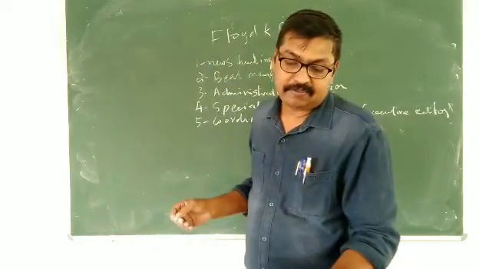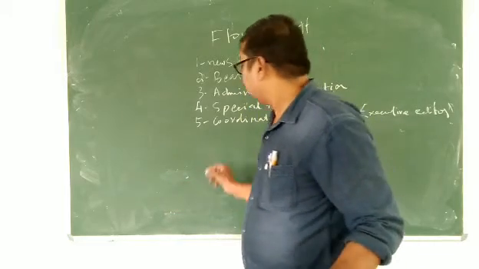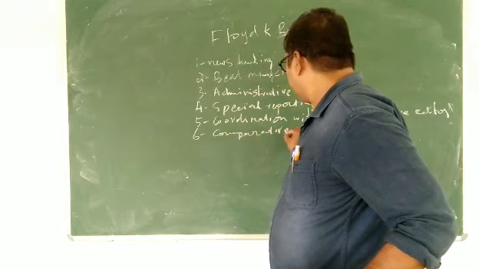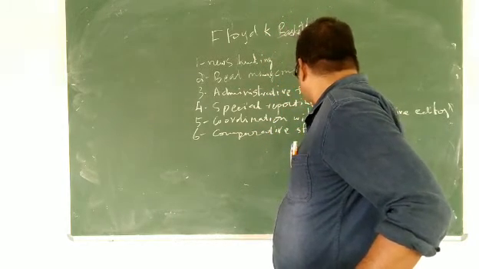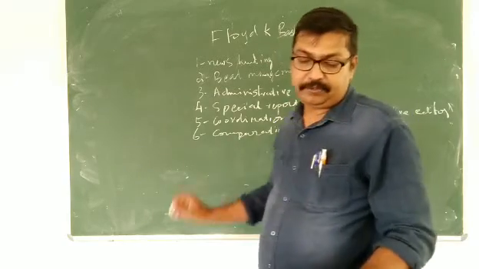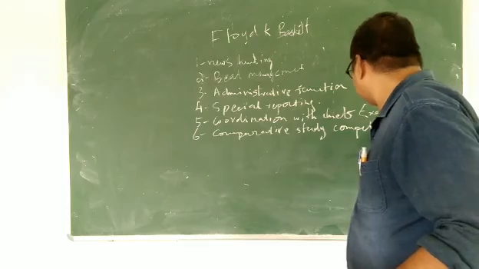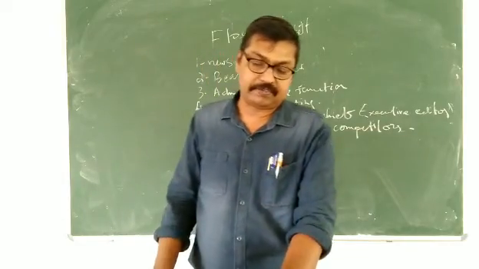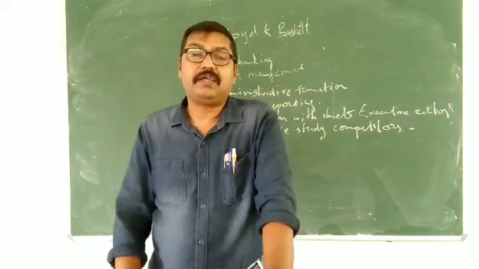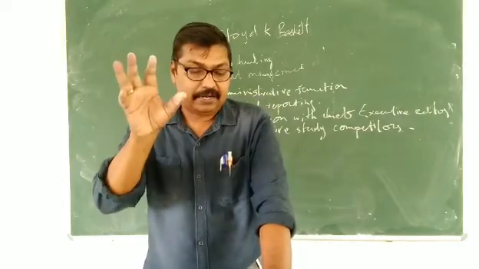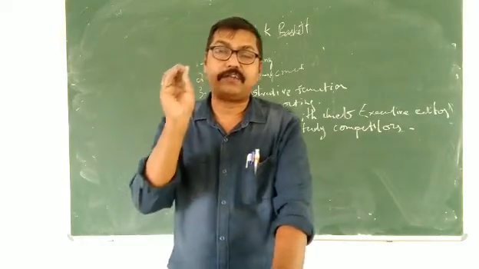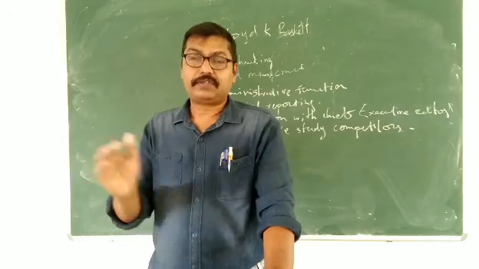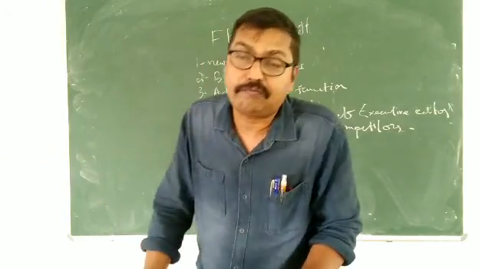Next, the sixth one is comparative study of competitors. That means the chief reporter analyzes the works of the competitors and is aware of their activities. They will discuss their activities and find out who the competitors of the newspaper are. And this comparison with the competitors gives space for further improvement of reporting.